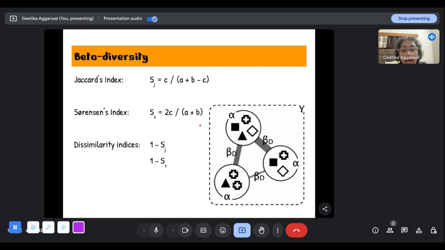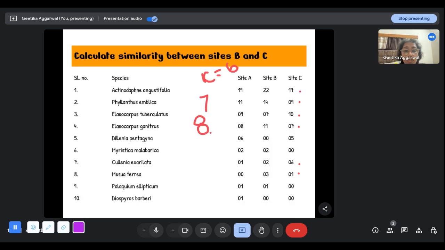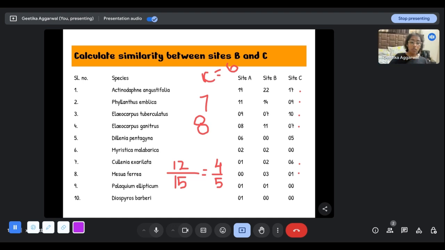So if you come back to Sorensen's index, you do 2C over A plus B, which means 12 divided by 8 plus 7. That will be your answer. 12 divided by 8 plus 7, 15. This will be your 4 by 5, which will give you the Sorensen's similarity index. Okay, so I hope it's clear now how you calculate the similarity indices, the beta diversity between two different areas, right?